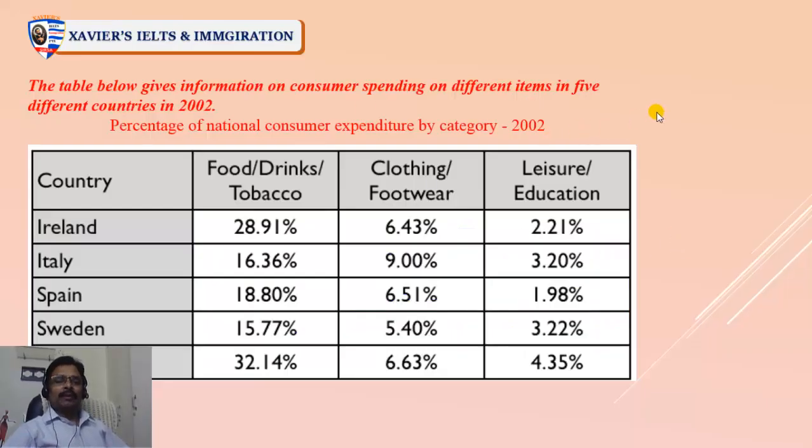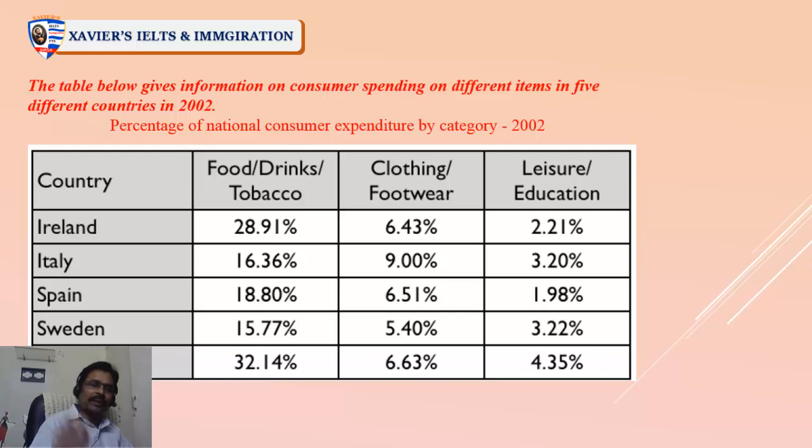So this is the question, my dear students. Today's table is based on this. The table below gives information on consumer spending on different items in 5 different countries in 2002, and the heading is percentage of national consumer expenditure by category 2002. In the table, the columns display the names of countries, and then food, drinks, and tobacco in the first column. The second column is clothing and footwear, and the third column is leisure and education. Under the country heading, the countries are Ireland, Italy, Spain, Sweden and Turkey.